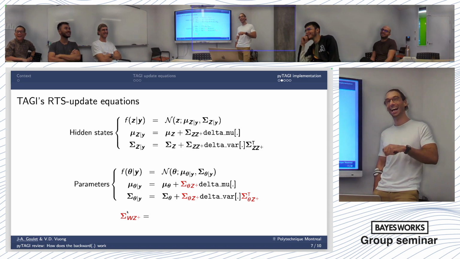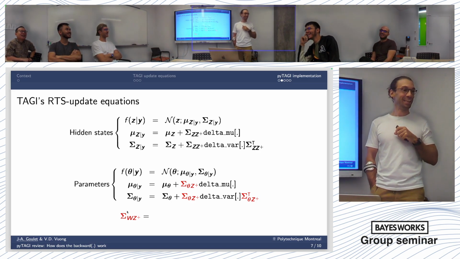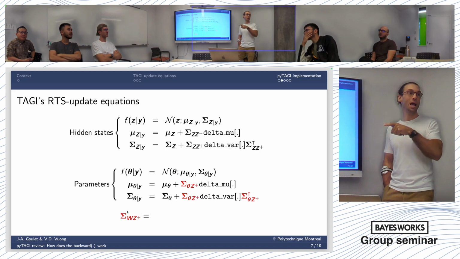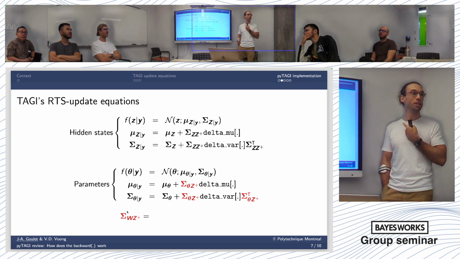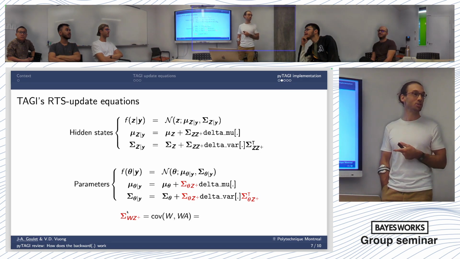Okay, but it's going to be a covariance between what and what? So before it was z and WA. Now it's the covariance between what and what that I'll need to look for. So Z plus is WA. It's between W and WA. W and WA. How do I obtain this term?